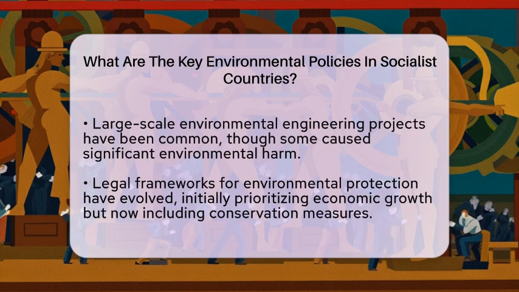Legal and institutional frameworks for environmental protection are another cornerstone of socialist policies. Over time, these countries have developed laws and institutions aimed at conservation and pollution control. Initially, economic growth was prioritized, but policies have evolved to include more integrated environmental protection measures.